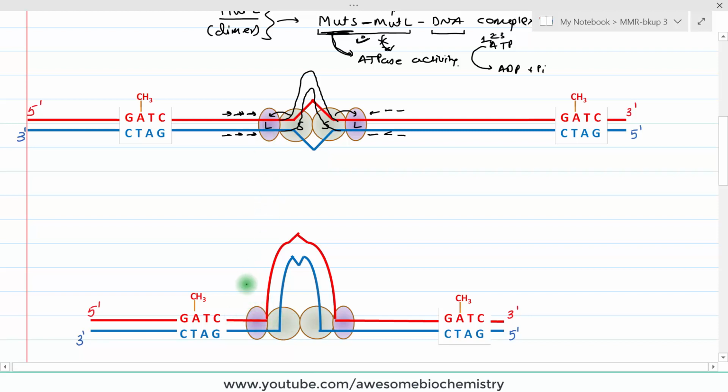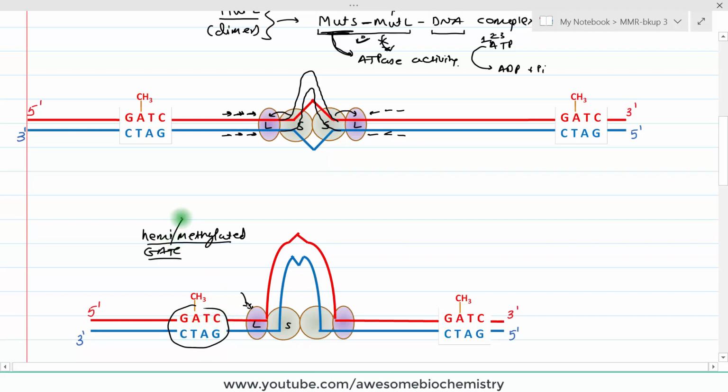And when does it stop? Whenever this MutL protein is in close proximity to this GATC sequence, it stops pulling. It scans for the hemimethylated GATC sequence. This Mut complex is searching for the hemimethylated GATC. So in this diagram, as you can see, it is now in close proximity to this hemimethylated GATC sequence.